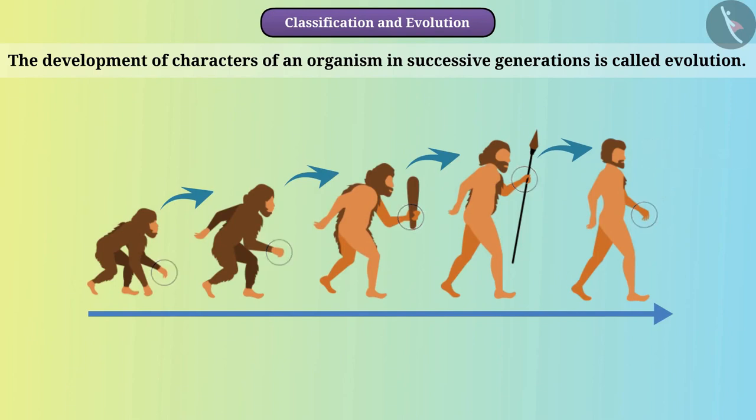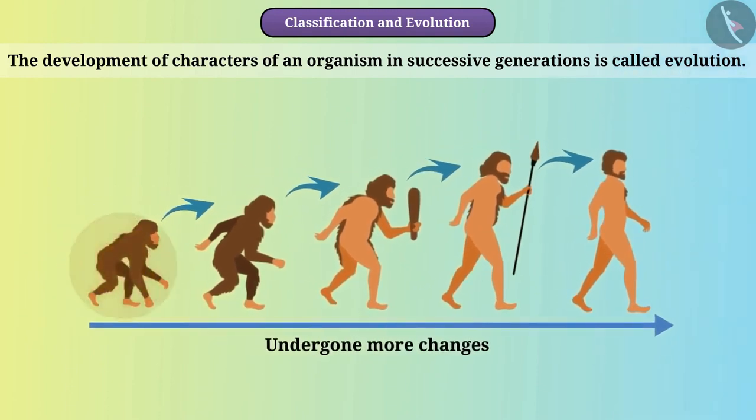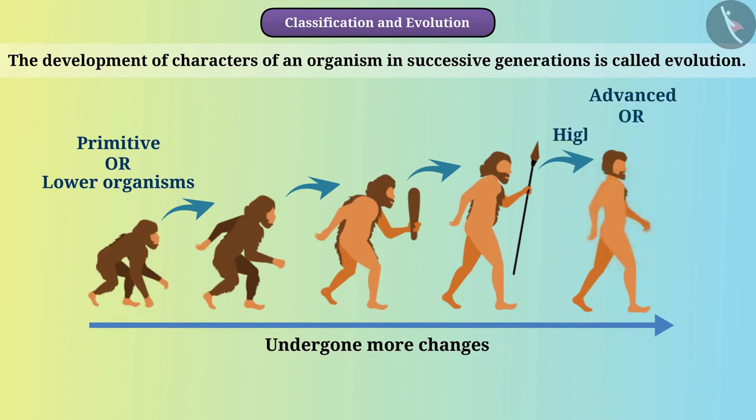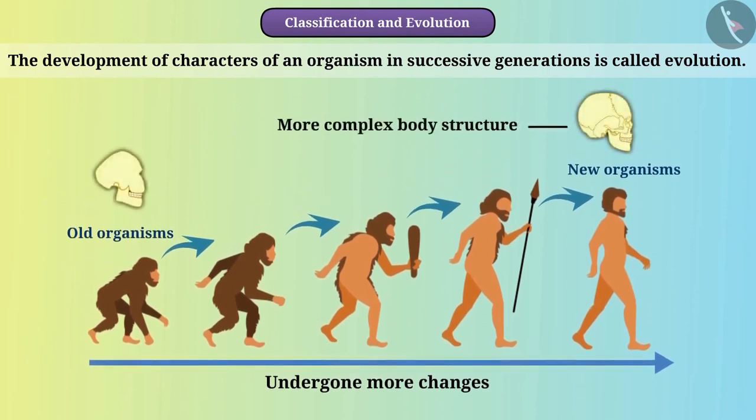We also find that the body structure of some organisms has not changed significantly, whereas other organisms have undergone more changes. We call the first type of organisms primitive or lower organisms, whereas the second type of organisms are called advanced or higher organisms. Keep in mind that these words are not related to progress. To remove this confusion, we can call the first type of organisms old organisms and the second type new organisms. The body structure of new organisms is more complex than the body structure of older organisms.